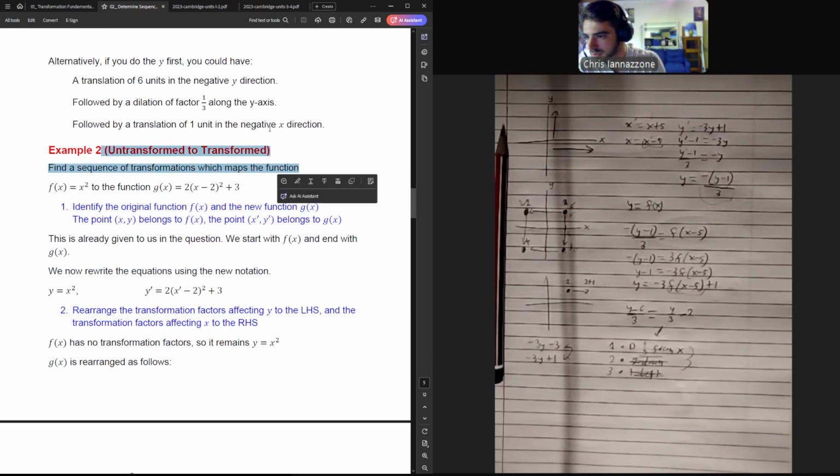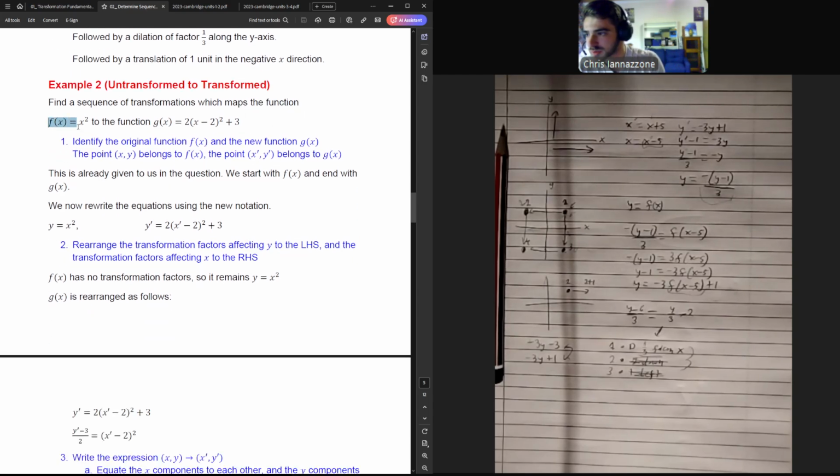Okay, so it's a lengthy process. Same thing, untransformed to transformed. It just means we're starting with an untransformed function, x squared, nothing to it, and we're going to a transformed version of it. Once again, x and y goes to the original, x prime and y prime goes to the new. The new is g, and so g gets y prime and x prime.